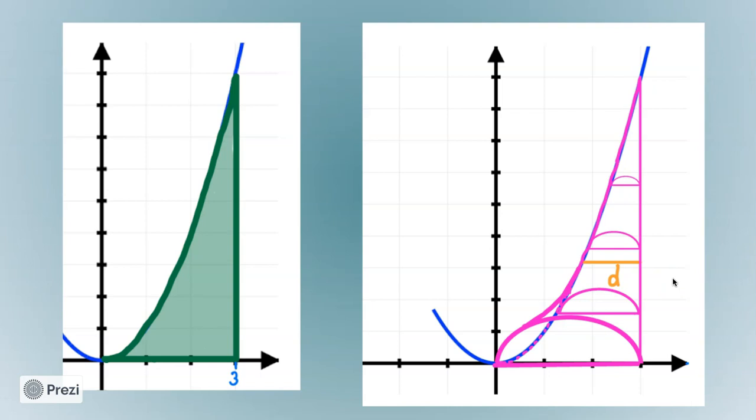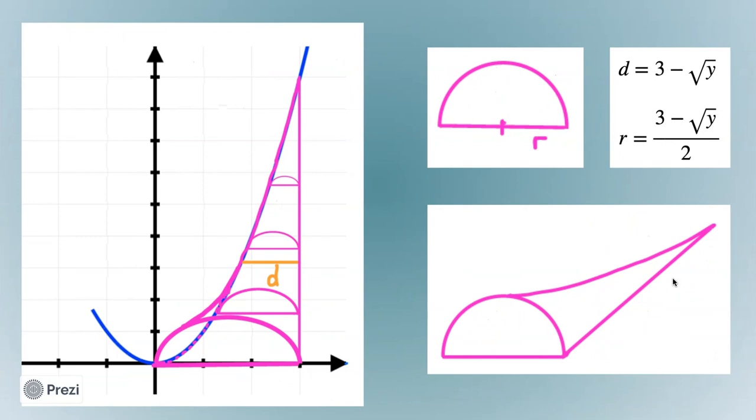Firstly, let's have a look at what the volume looks like. It appears to be something like that. I hope you can imagine that from the graph there. Now, because it's a semicircle and we have the diameter lying in the xy plane, we will need to actually find the radius. That is going to be half of the diameter. So the diameter being 3 minus root y, like we've seen several times before, the radius is 3 minus root y over 2.